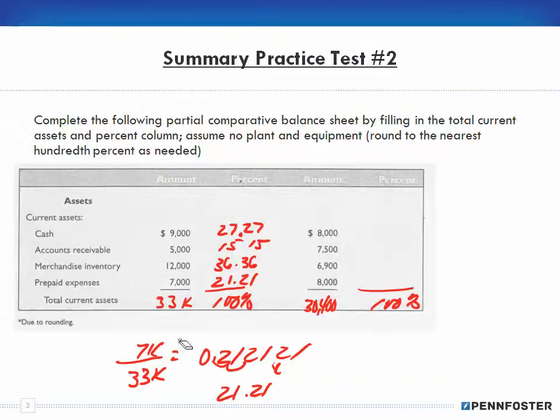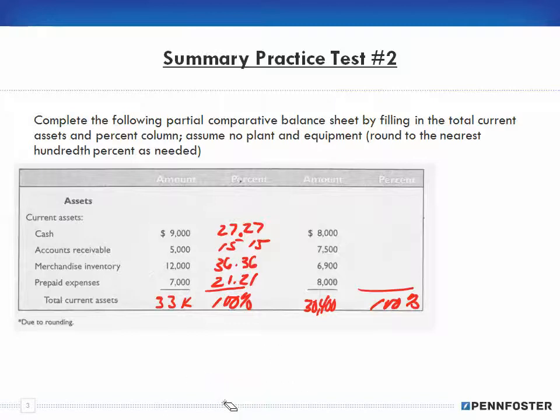Now, here's what I mean by the rounding aspect of it. If I add up 27.27 plus 15.15 plus 36.36 plus 21.21, you actually end up with 99.99%, and that's due to the rounding. I could put 99.99% here, but we know it's our basis, so it should equal 100%, and I can write the 100% there. And the same with over here.